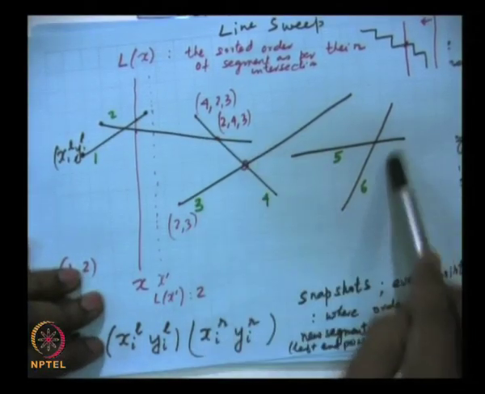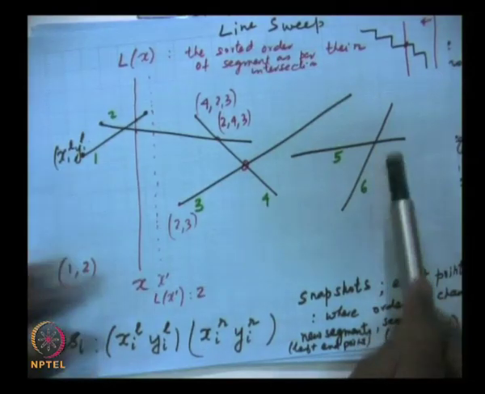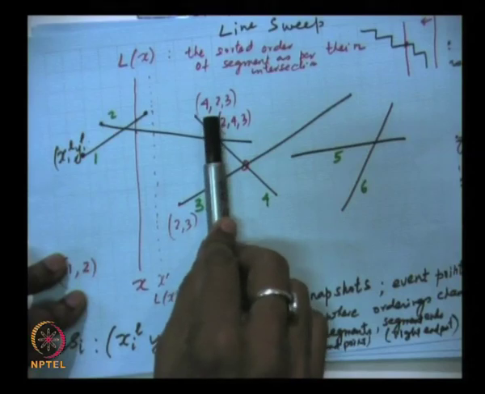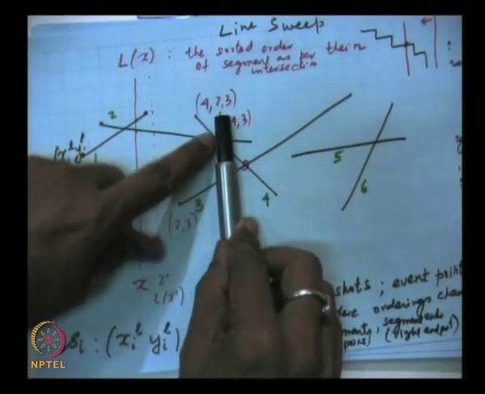This intersection could have happened here also, but whatever event queue I have at that point, I will insert that event point in the right order. I must maintain the sorted x coordinates of the event points. The moment I discover there is an intersection, I am going to insert it into the event queue, and then continue the line sweep. So, here actually this event point of intersection is the next event point.